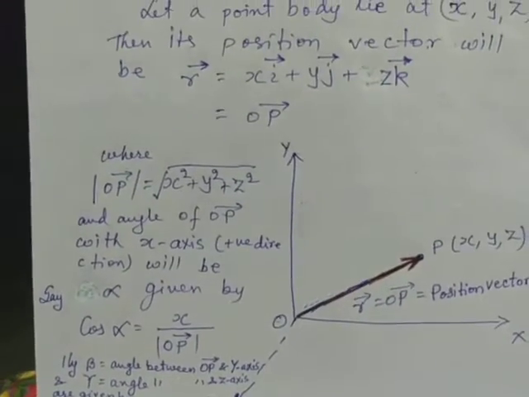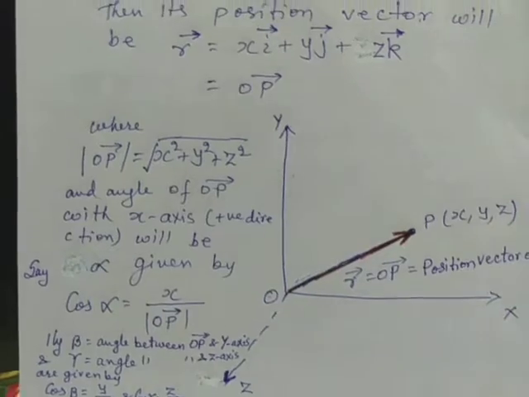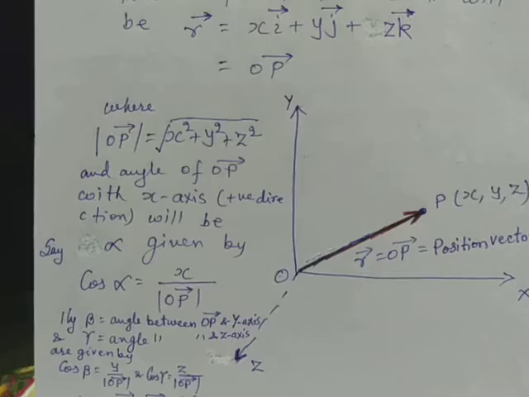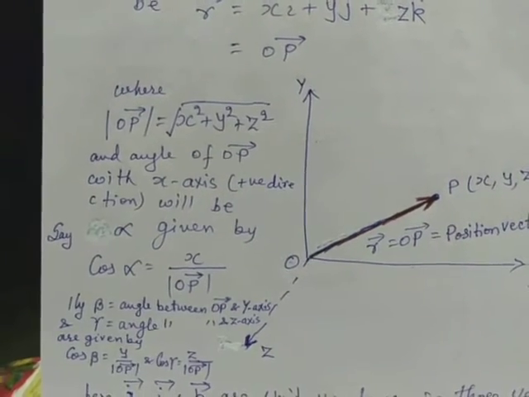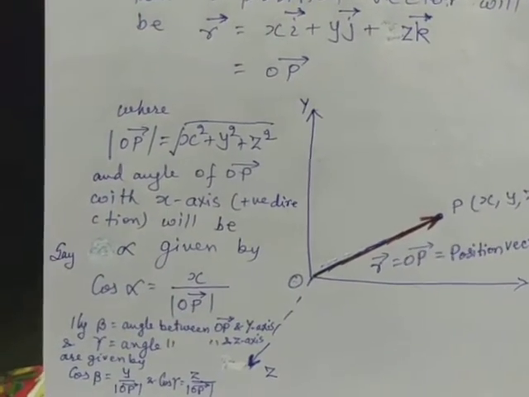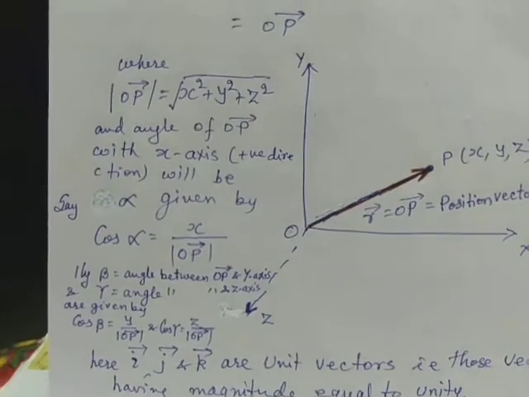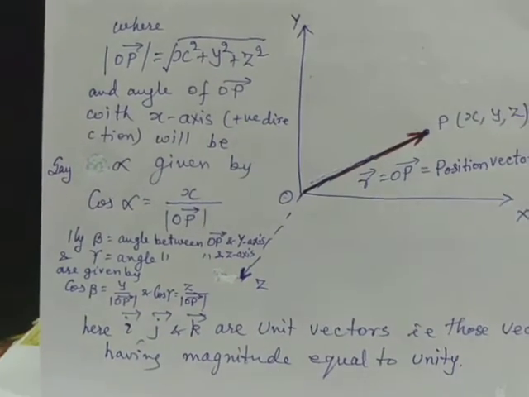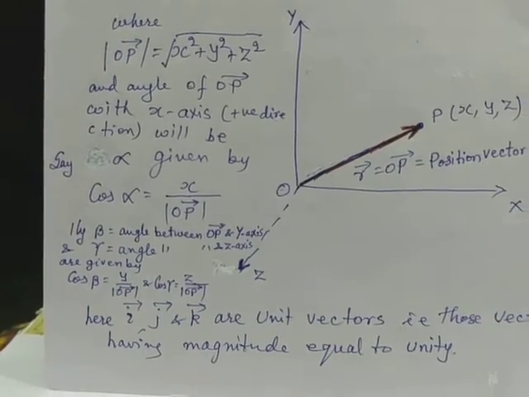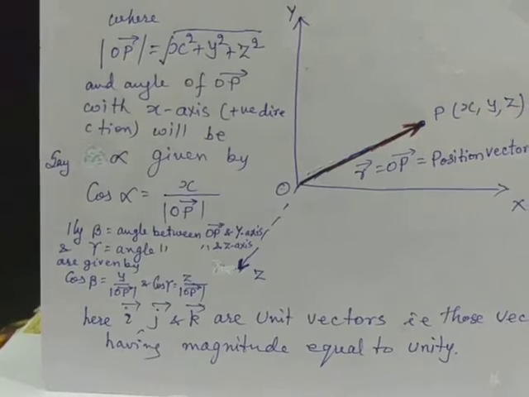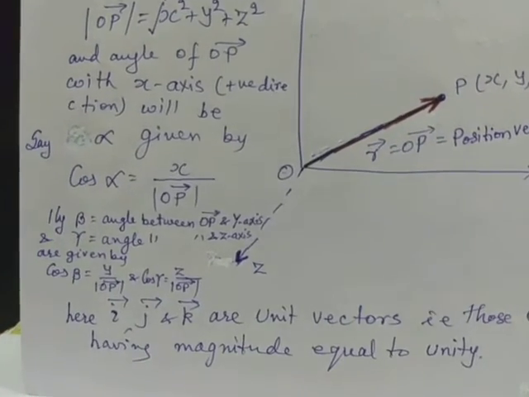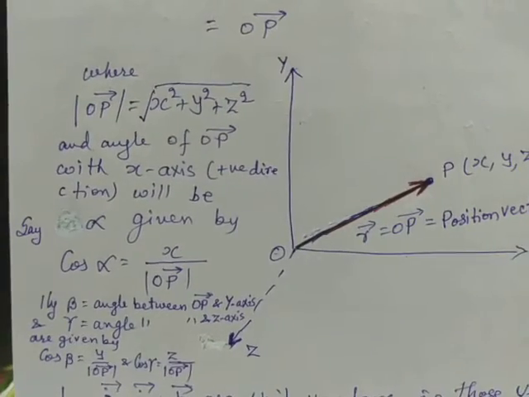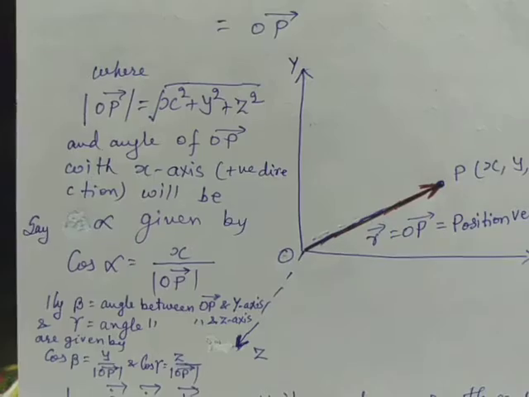Now as a position vector is a vector, we must also know what the direction of this vector is. The direction of this vector can be determined by the angle that this vector makes with the x-axis, y-axis and z-axis. Say it is making angle alpha with the x-axis, beta with the y-axis and gamma with the z-axis, then cos alpha is equal to x upon the magnitude of the vector, where the magnitude is the square root of x square plus y square plus z square.